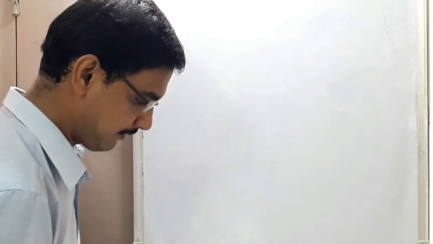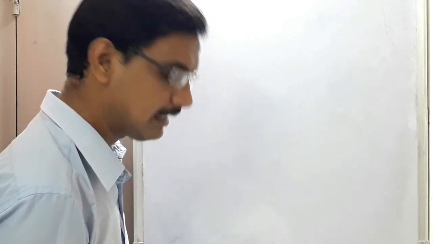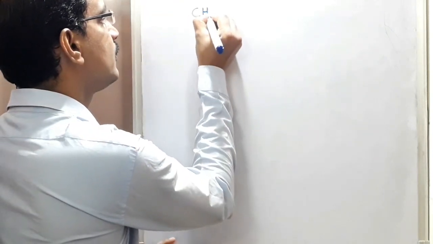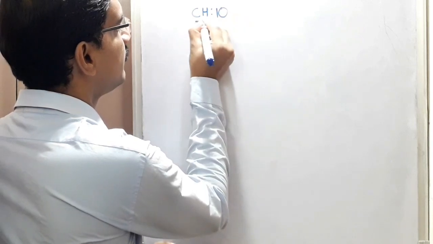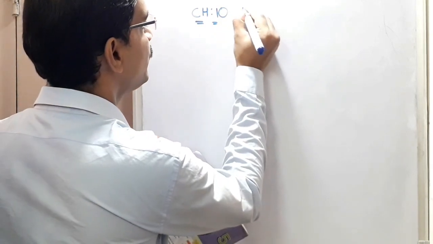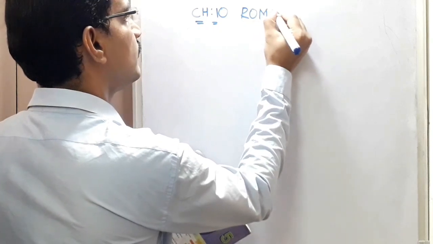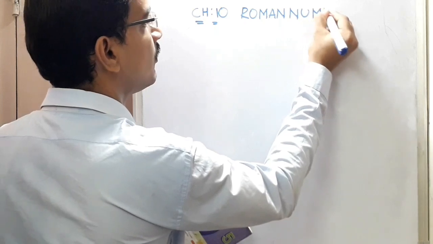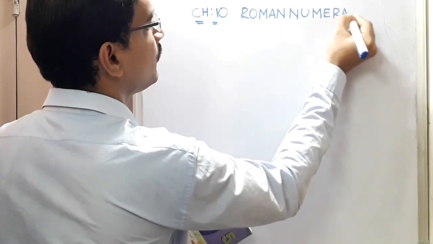We are going to start our new chapter, as we are done with chapter 1, that is large numbers. We are going to start a new chapter which is already there in your 4th standard. In 5th standard, it is chapter 10: Roman numerals. So you all know this. Roman numerals.